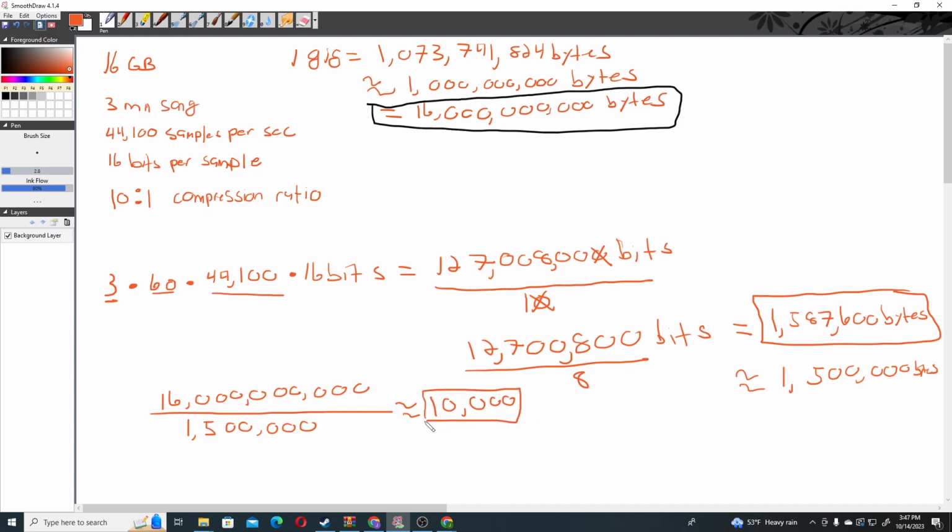So if we have a 16 gig hard drive, each song is 3 minutes, we have 44,100 samples per second, 16 bits per sample bit depth, and a 10 to 1 compression ratio, we can store about 10,000 songs.